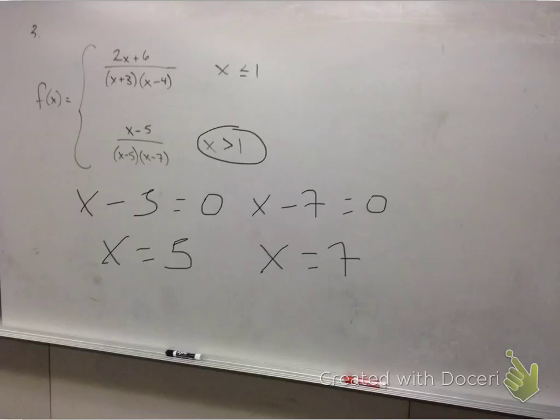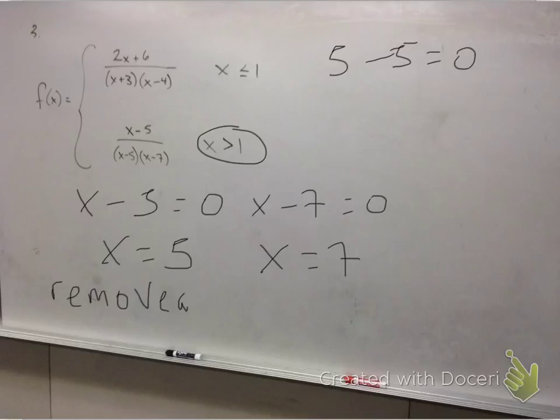Again, we simply plug into the numerator. We're shortcutting the limit. When I plug 5 into the numerator, 5 minus 5 equals 0, and because of that, that tells me that x equals 5 is removable because we have a hole there.